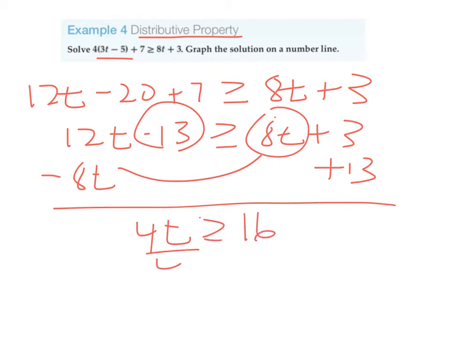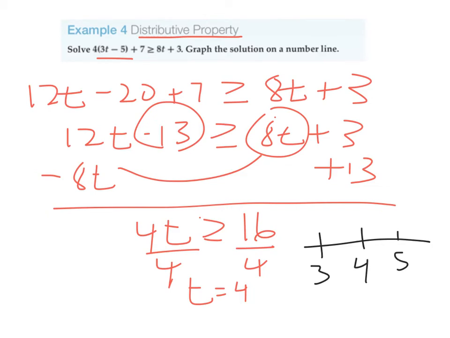Now I divide by 4. Because it's not a negative number, I don't switch the sign, so I get t greater than or equal to 4. The graph is simply going to the 4, one number to the right, one number to the left, and it's a greater than or equal to, so I put a solid circle, and it goes to the right, my arrow. And so there is my graph of that inequality.